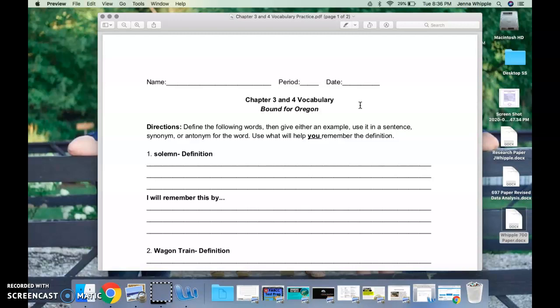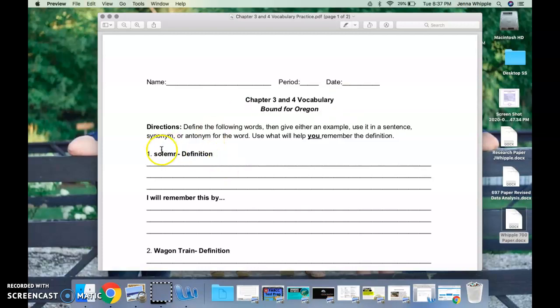There are a few changes on this document from the previous one. So each couple chapters of vocabulary, it could be the same, there could be some differences, but generally you will do the same types of practice. So the directions say define the following words, then give either an example, use it in a sentence, give a synonym or an antonym for the word. Use what will help you remember the definition.